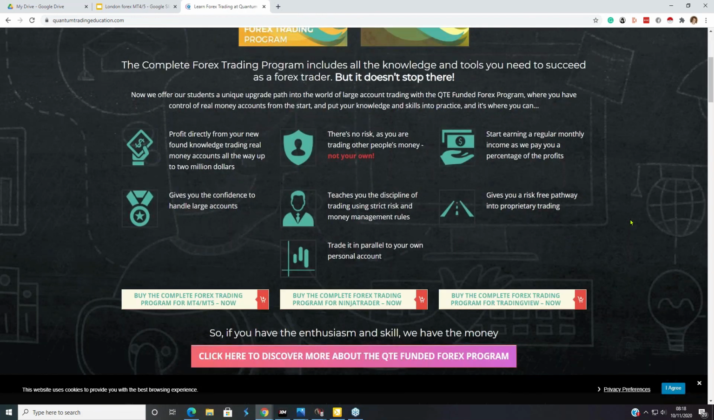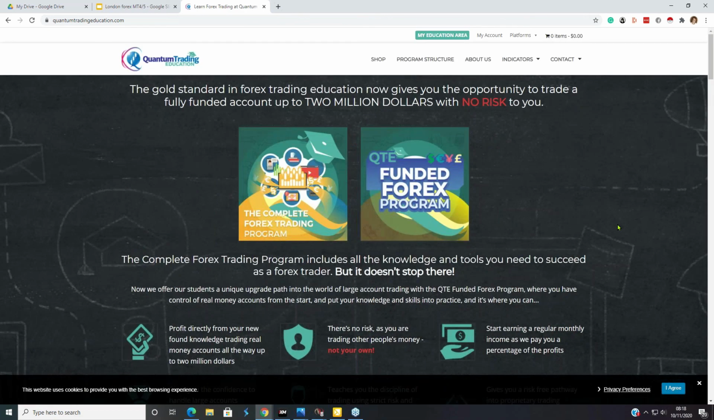And of course, you can trade it in parallel to your personal account. If you have an account yourself with your own money, then you can run these in parallel. So that's what I wanted to say. David's got more information on actual questions. He has really been the instigator of this, the nuts and bolts of the program. If you've got some questions in the webinar, just pop them into the chat box and we'll certainly answer them. But you can head over to quantumtradingeducation.com and all the information is there.